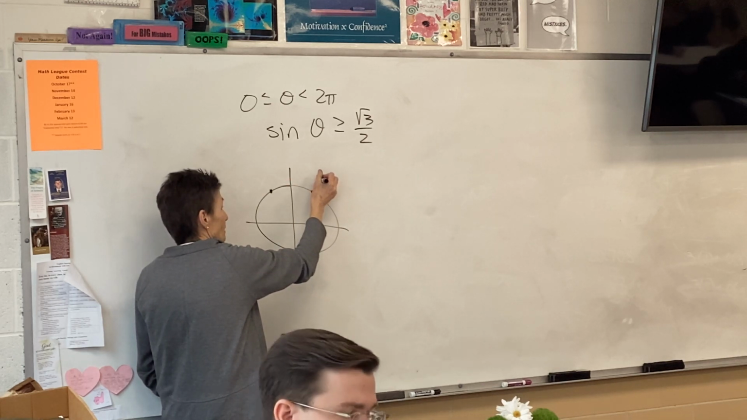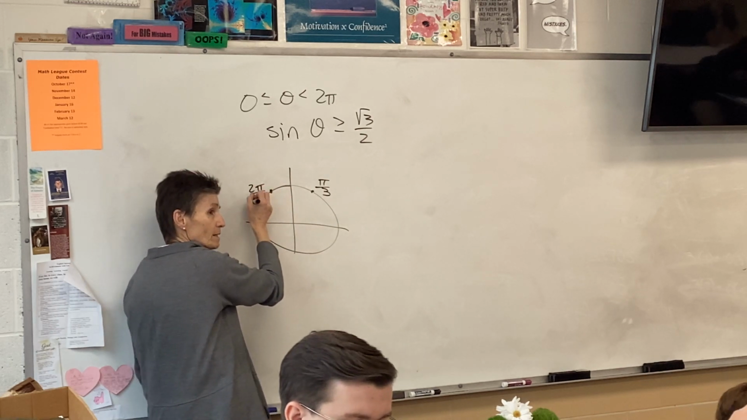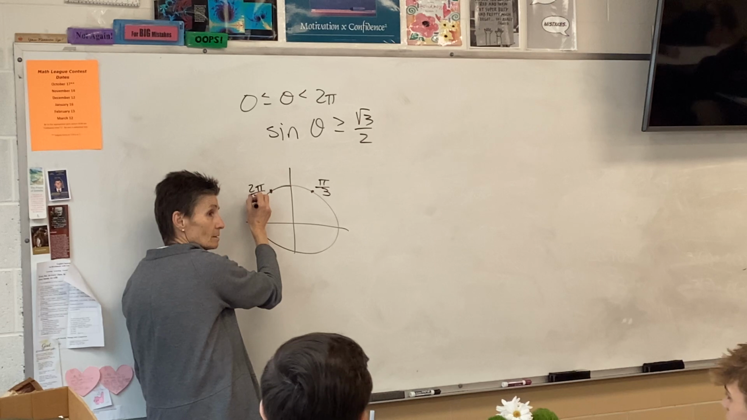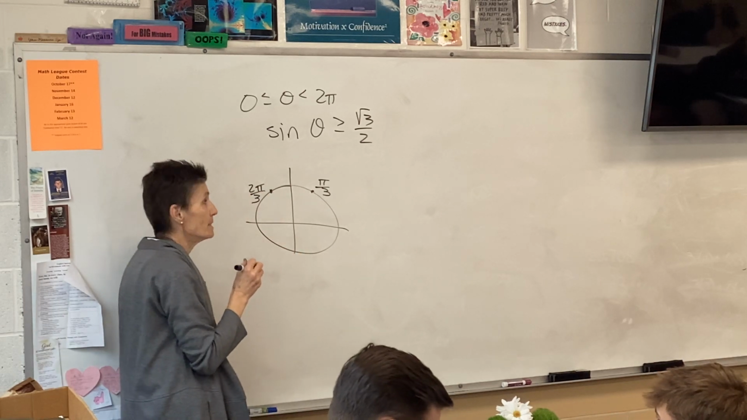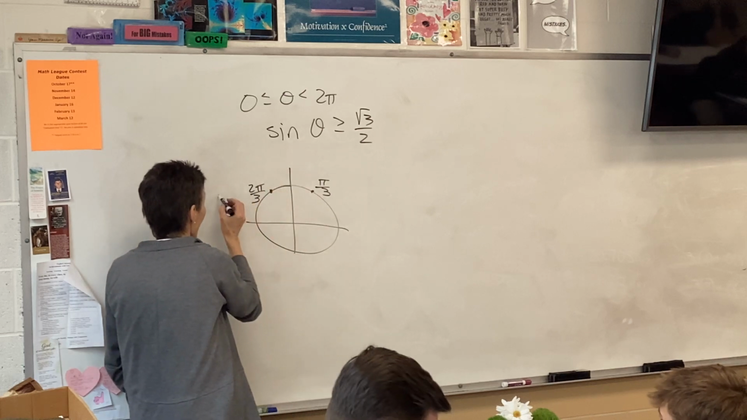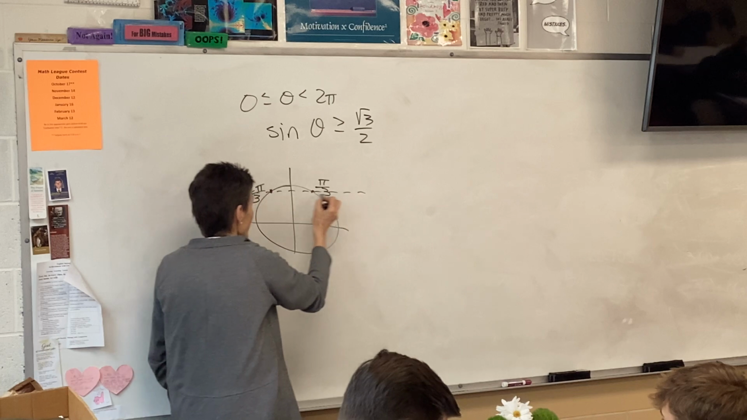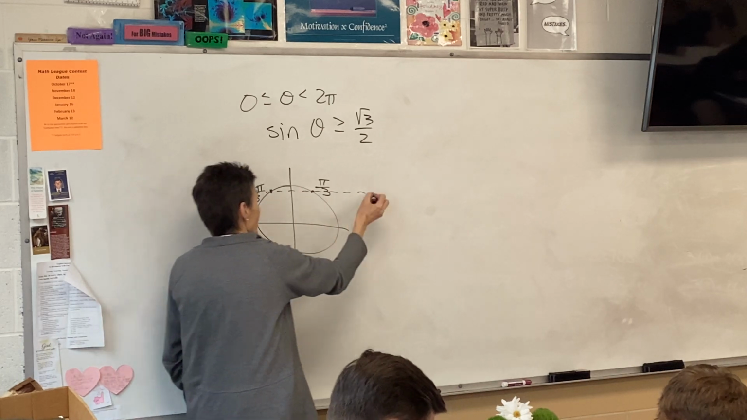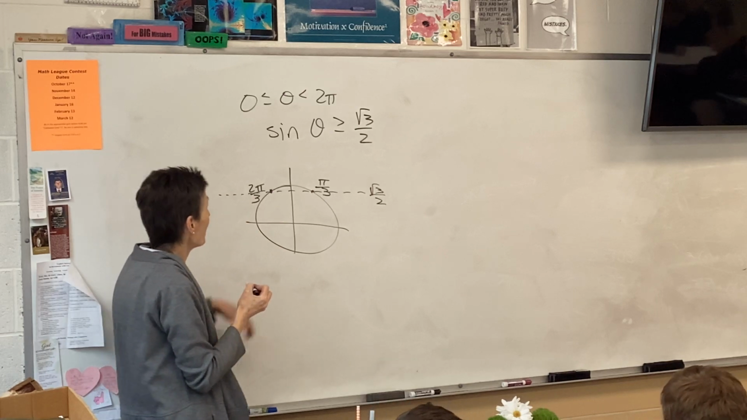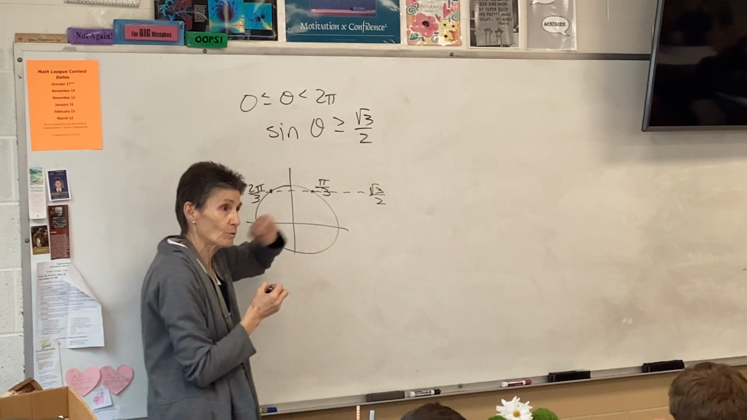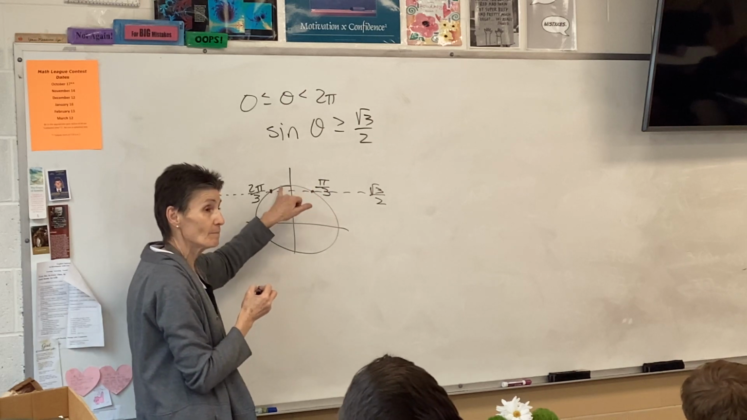At pi/3 and 2pi/3? Right? Now, sine is y. Right here, this dashed line I drew, that's where the sine is exactly √3/2. If I want it to be more than √3/2, then isn't it going to be up here?